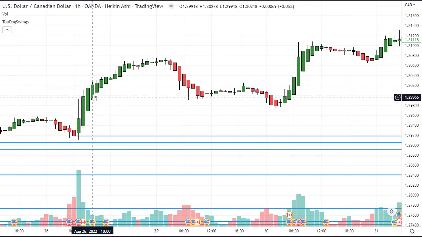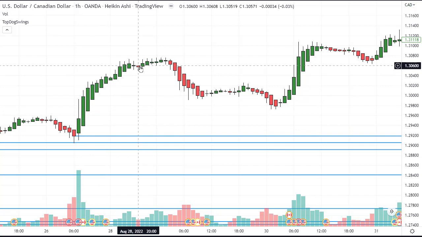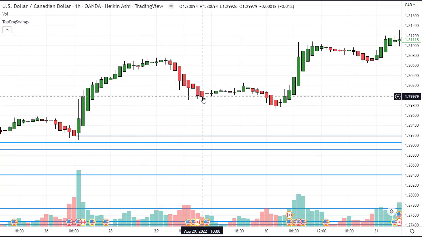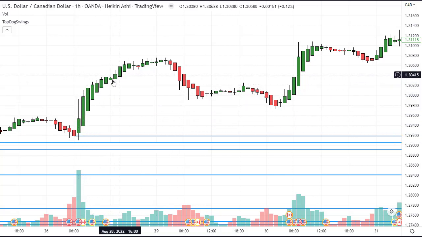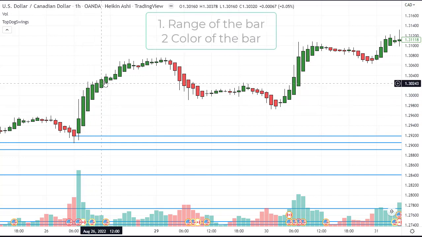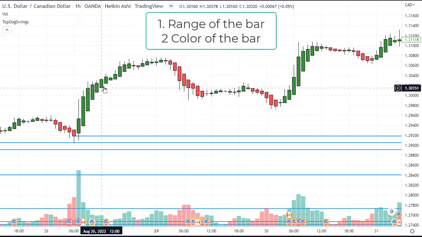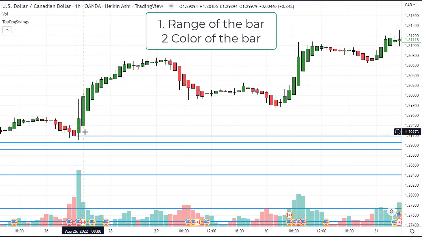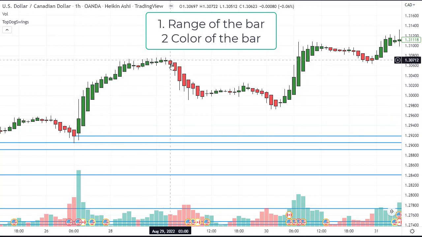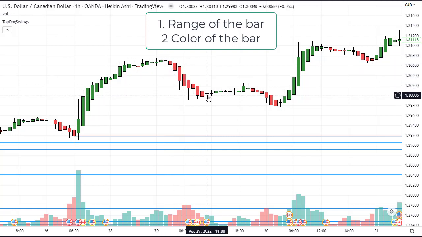Look at this. Green, green, green, green, green, green, red. Then red, red, red, red, red, red. And now what we want to look at is two things. Number one is the range of the bars and the color. So you see dramatic wide range bars, and then they get more narrow, more narrow, more narrow, and they're all green. Then number two, red, red, red, red, red, wide range, and then it goes flat. So the technique is super duper simple.